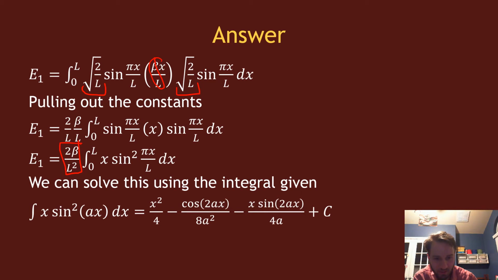and then I have an integral of sine pi x over L times sine pi x over L, or the integral of x sine squared of pi x divided by L. And so using the integral that was given in the problem, the integral of x sine squared of alpha x, I can use that integral to simplify the above expression, this expression here.